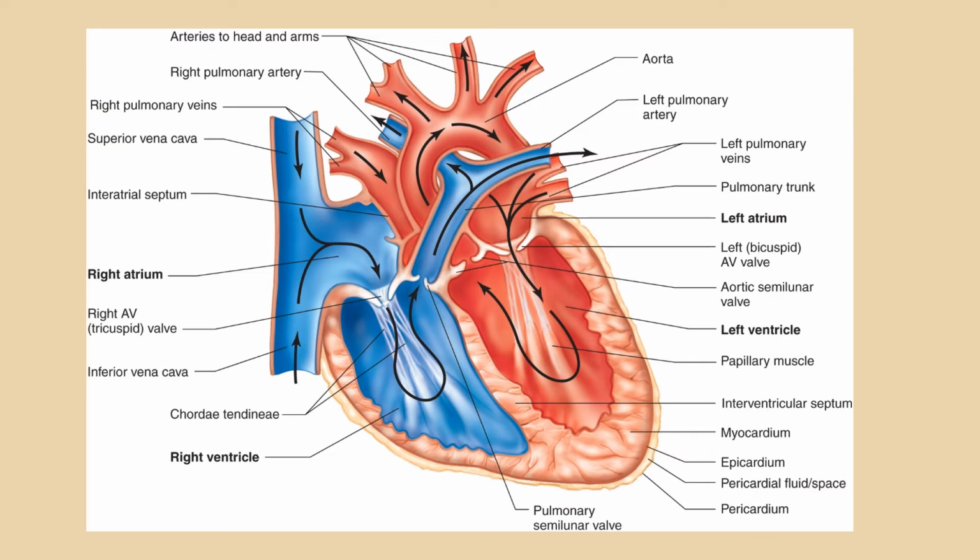And the heart keeps oxygen-poor blood separated from oxygen-rich blood. And a very common color convention in diagrams like this is to represent low oxygen blood in blue, and the right side of the heart receives and ejects low oxygen blood. And oxygen-rich blood is represented in red. And the left side of the heart receives and ejects oxygen-rich blood.